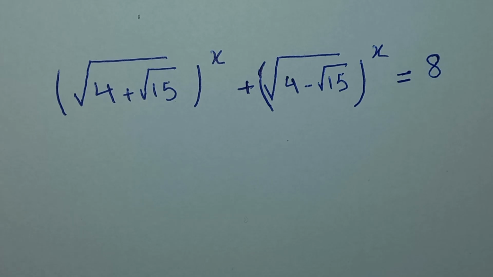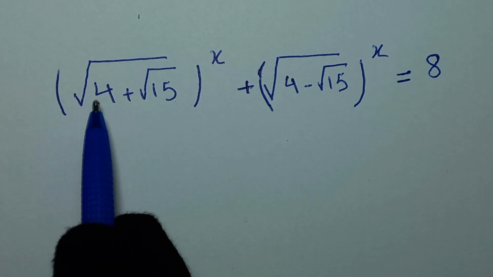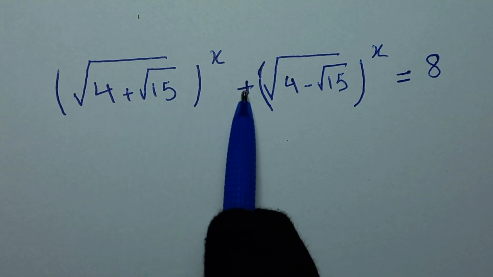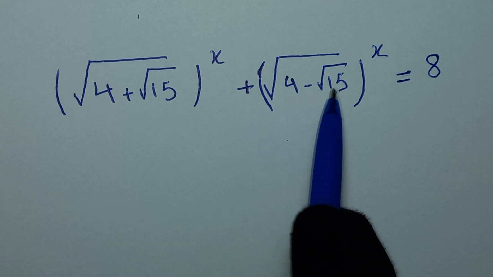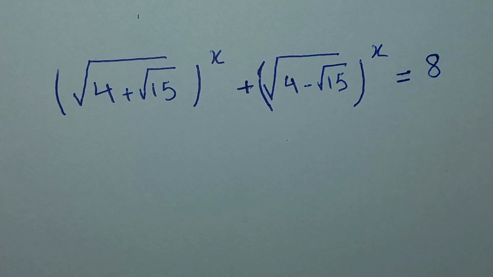Hello my friends, you're welcome to solve this math problem: square root of (4 plus square root of 15) to the power of x, plus square root of (4 minus square root of 15) to the power of x, is equal to 8. Find the values of x.